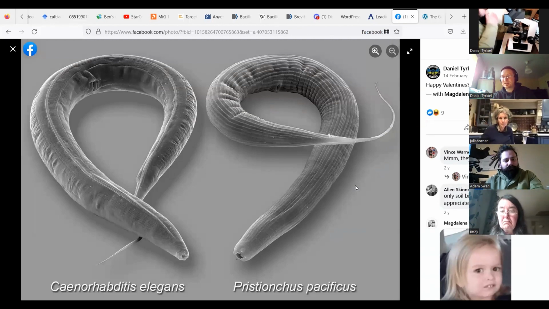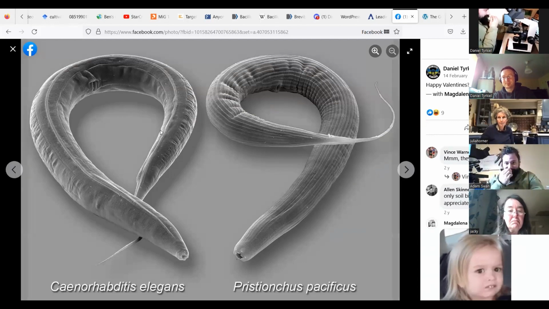By the way, yesterday was Valentine's, so happy late Valentine's. Just a couple of nematodes under a scanning electron microscope for you. Thank you.